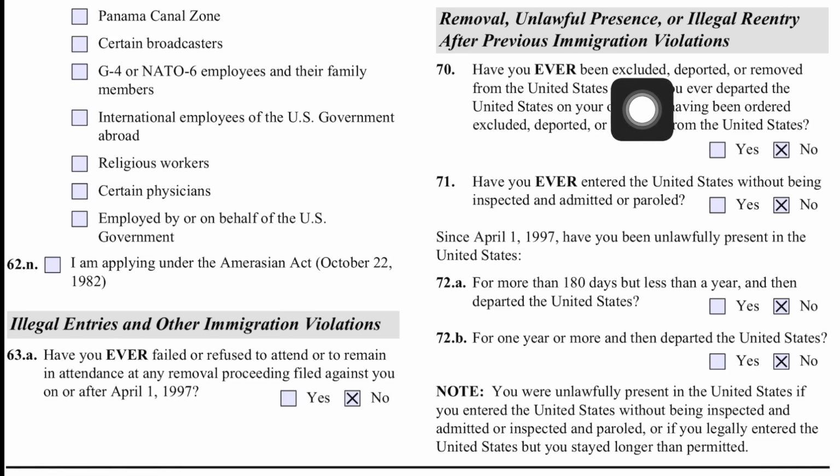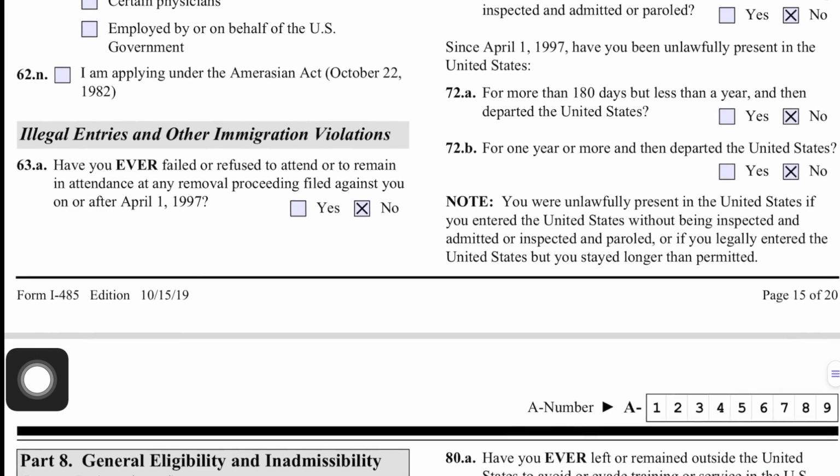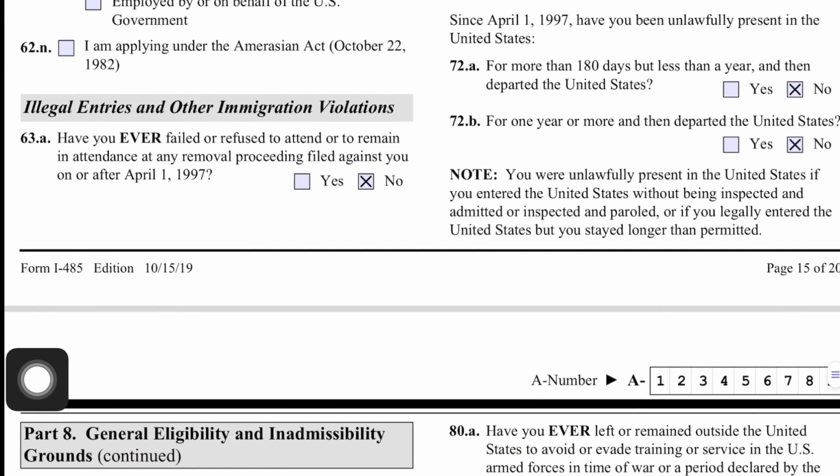Have you ever been excluded, deported, or removed from the United States, or have you ever departed the United States on your own after having been ordered, excluded, deported, or removed from the United States? So I put no. Have you ever entered the United States without being inspected and admitted or paroled? No. Okay, next one will be, since April 1, 1997, have you been unlawfully present in the United States?